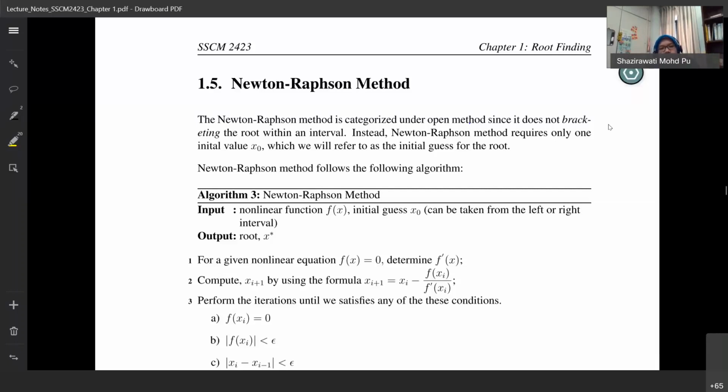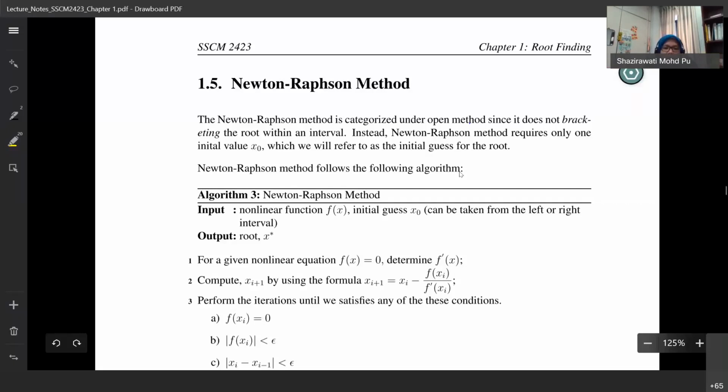But for the Newton-Raphson method, you don't really need the interval, left and right. You only need one initial guess, only one value, that you put as an assumption in the first place. It is your approximation to your root for the first iteration, which is denoted as x naught in your lecture notes.